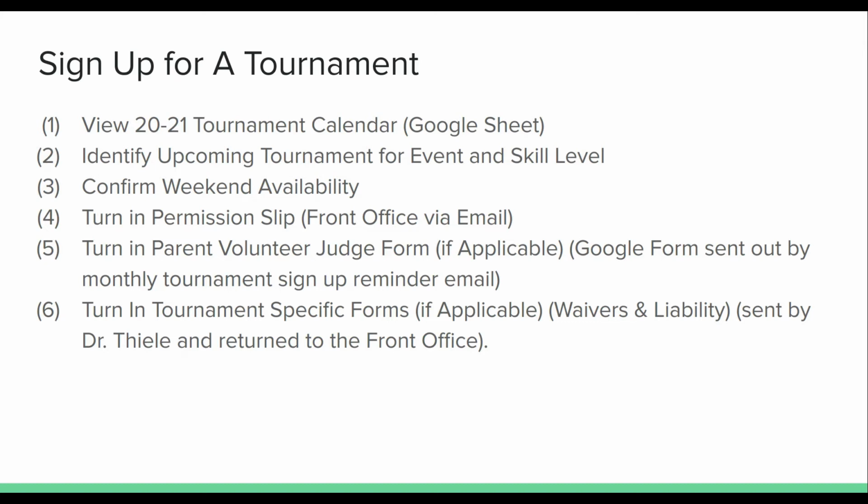After you figured out this is a tournament I like and I want to try, turn in the permission slip, fill it in, turn it in. After that, if you want to claim a parent volunteer judge slot, if we have one, there's going to be a form sent out monthly to parents. And so make sure your parents fill that out as soon as possible, as soon as they get sent that form. Beyond that, you then need to turn in a tournament-specific form.